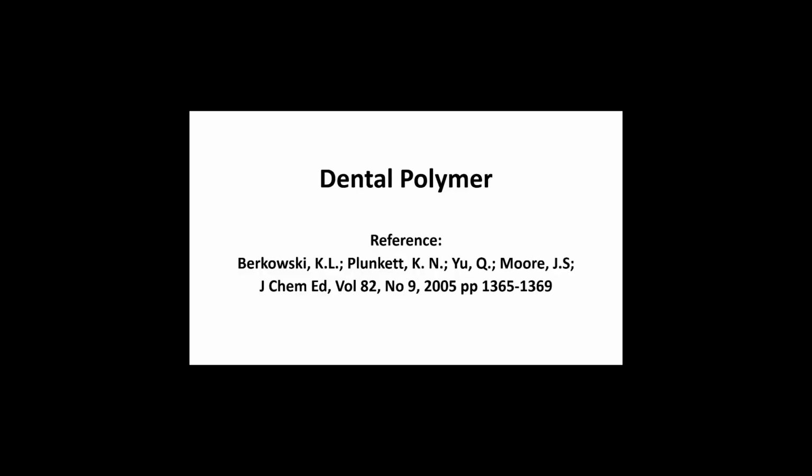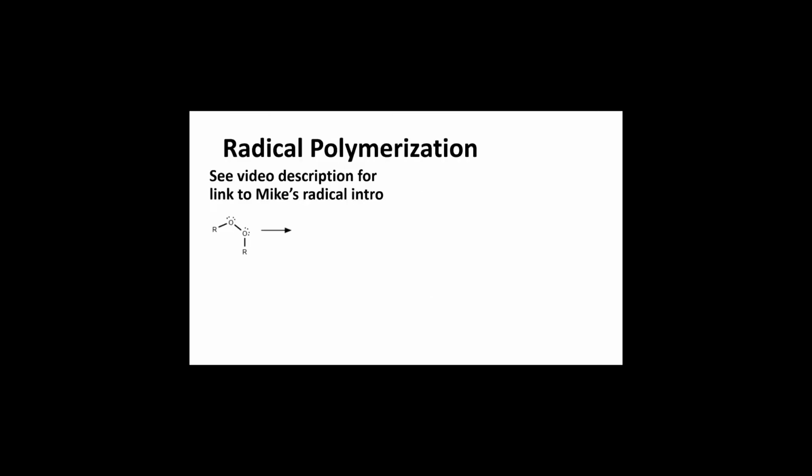Here we're going to take a look at a dental polymer, which is an example of a radical polymerization. For reference, if you are interested, it is found in the Journal of Chemical Education, and their pictures are a lot cooler than the demonstration you're going to see here also. So first off, radical polymerization. If you're kind of new to radicals or you need a review, please see the video description.